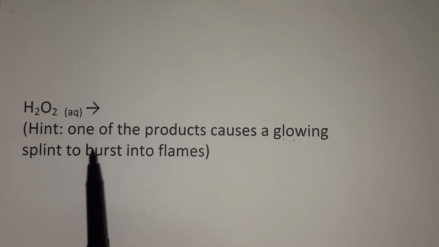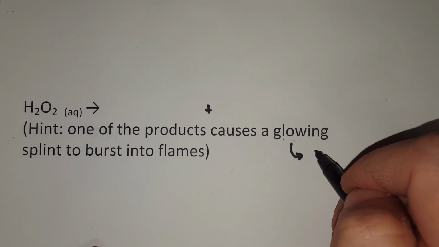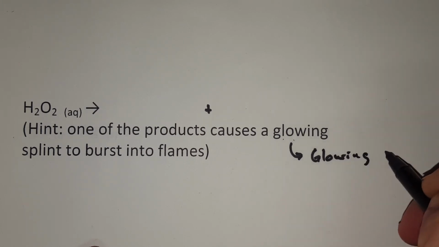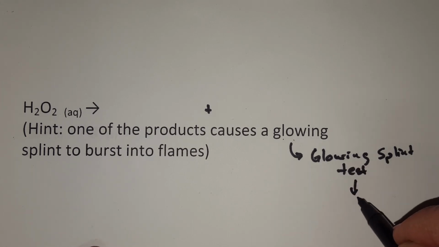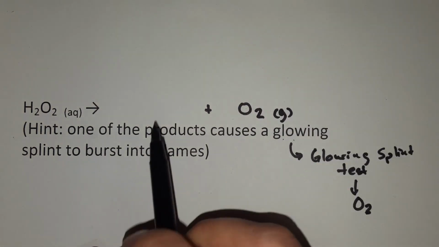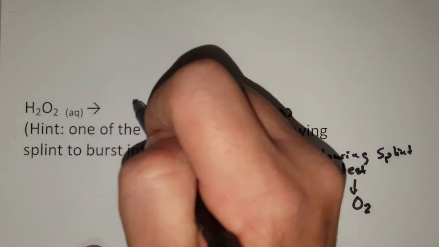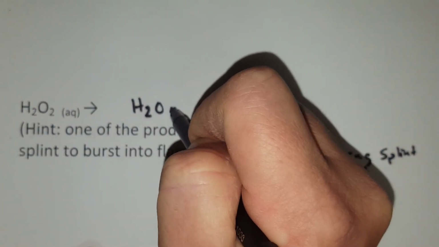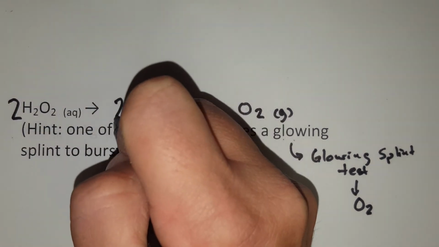So here I'm told that one of my products causes a glowing splint to burst into flames, but I'm not told anything else about the other. Since I know this is our glowing splint test, and the glowing splint test tests for oxygen, I know one of my products is oxygen. Now I'm not told anything else. I could say my other product is hydrogen, but as we talked about in class, my most likely other product would be water. And then we just have to ensure that we balance.